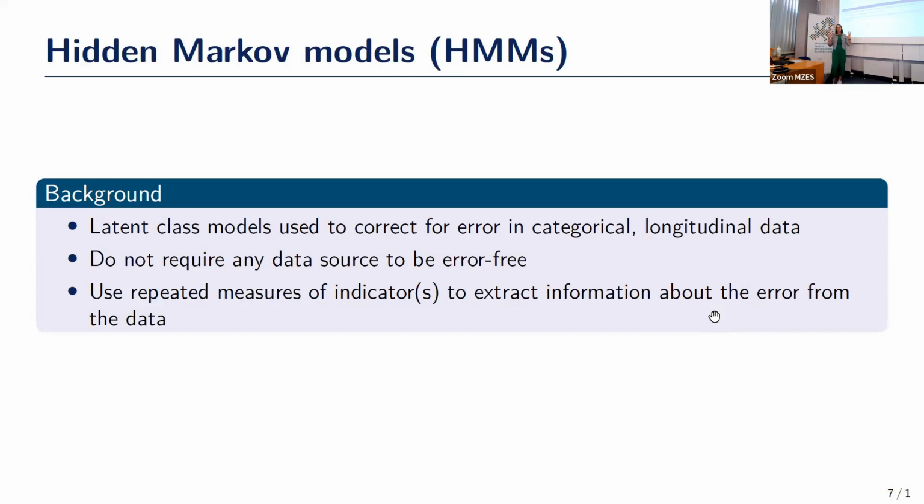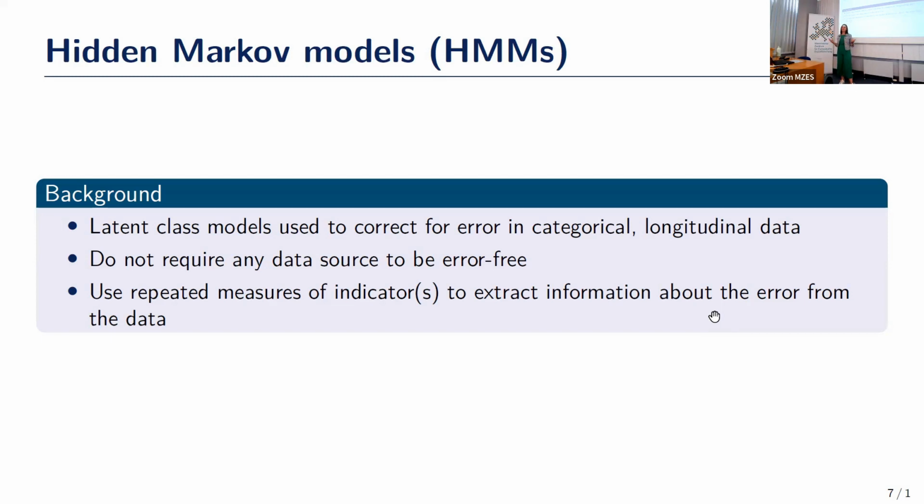So that's a very brief introduction to what is measurement error and what's causing measurement error, and given the implications, it's important that we do something about it. And that's where hidden Markov models come in. So hidden Markov models are, as I mentioned already, latent class models. It's a group of latent class models that are applied specifically for categorical longitudinal data. They can also be applied not for measurement error correction.